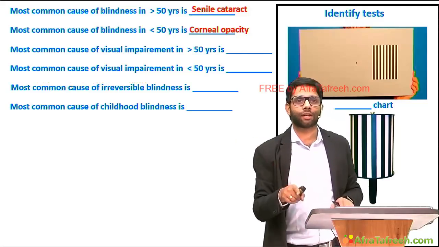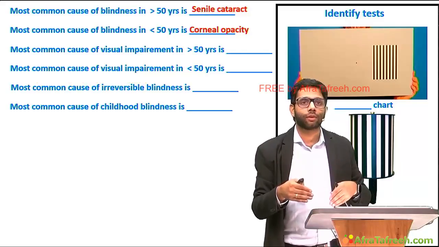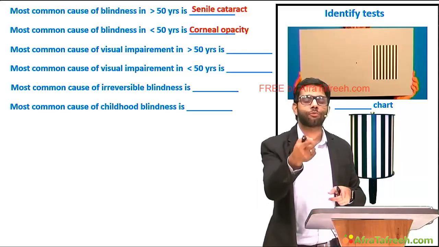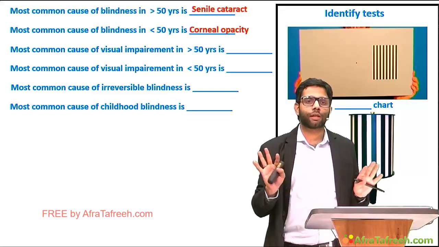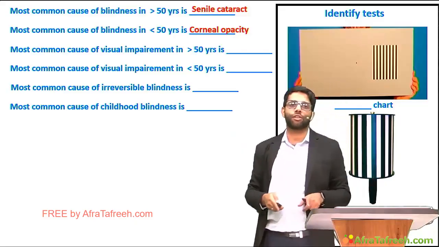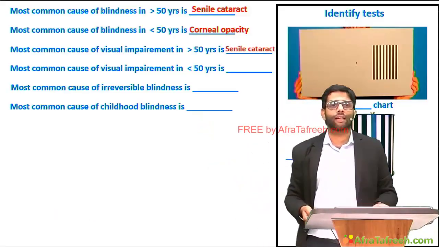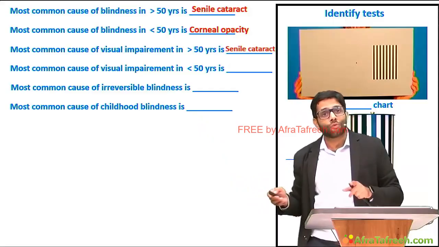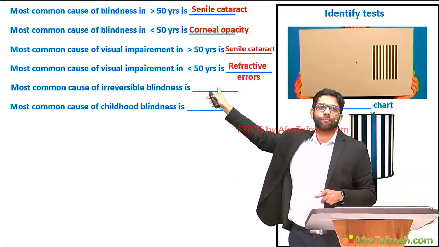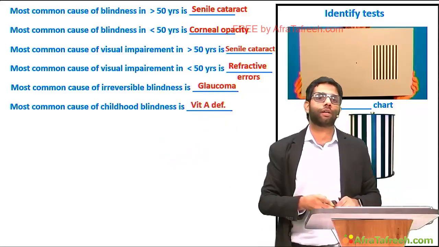WHO has best correction. India is available, whatever is available with the patient. Okay. WHO says best correction, they will give spectacles. India says we will not give spectacles, whatever patient brings. Available correction in India, less than 3/60 is the definition of blindness. Vision impairment. Senile cataract is the more than 50 years. Vision impairment less than 50 years, then refractive errors. Irreversible blindness, glaucoma. And childhood blindness is vitamin A deficiency.